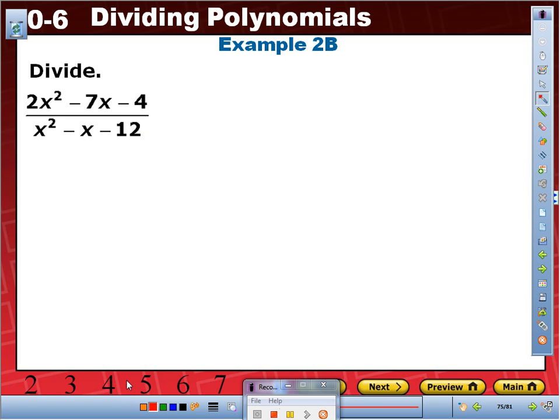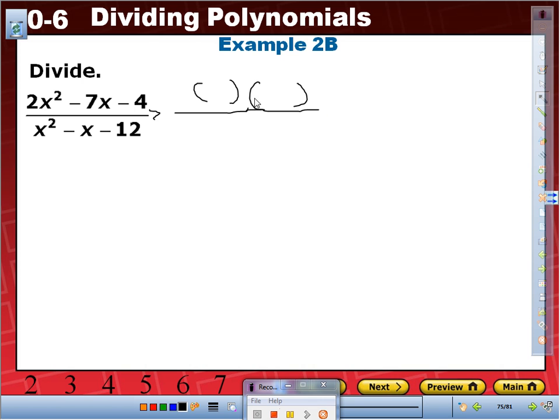So for this one, I'm going to start with the numerator. Is there a GCF in the numerator? No, so we open up two parentheses. 1, 2. We get our Power Rangers going. 2, 2, 2, 2, 2, 2. What goes on top? 2 times negative 4, that's negative 8.